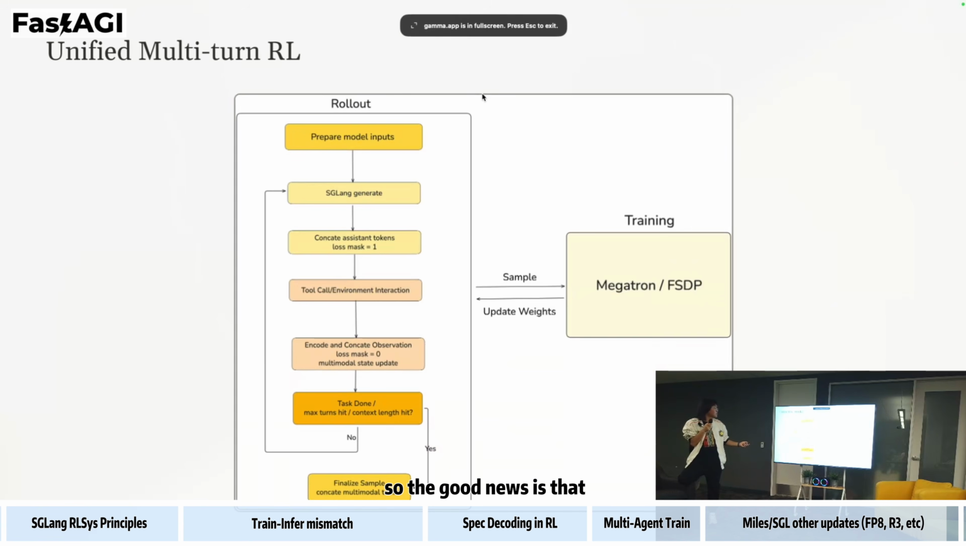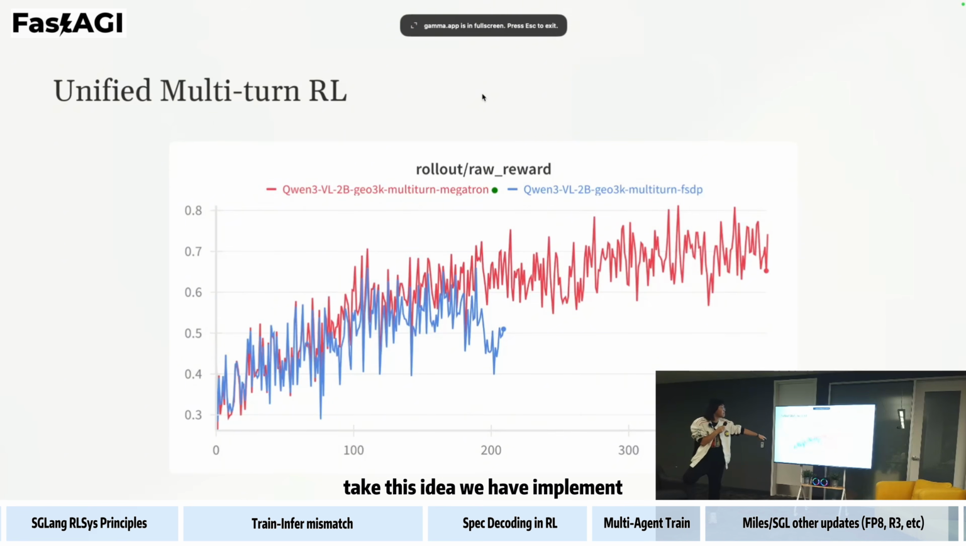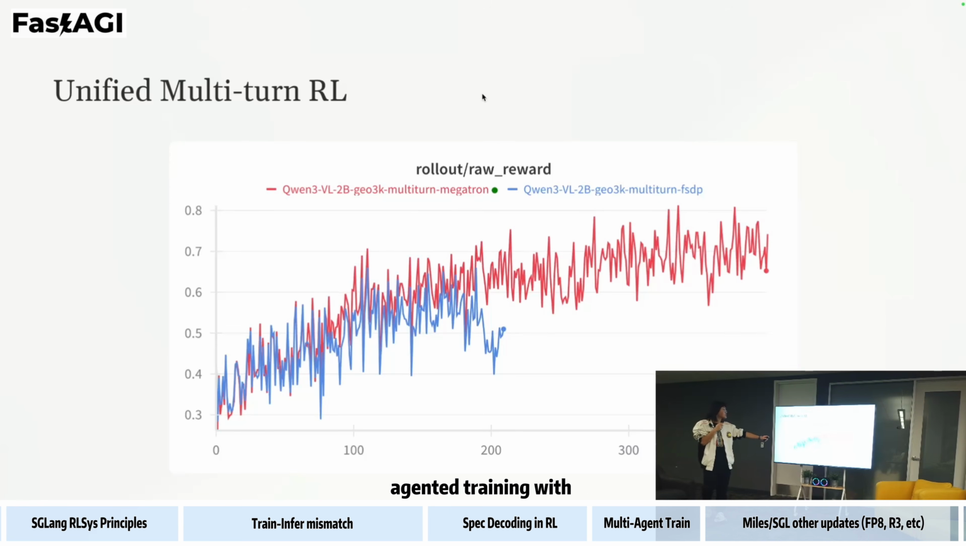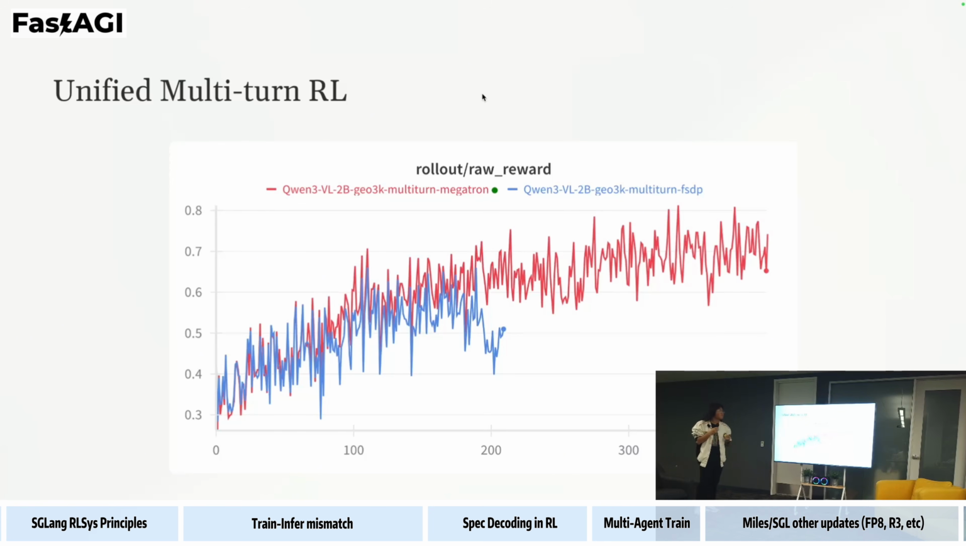The good news is that, taking this idea, we have successfully run multi-turn agentic training with Megatron with Qwen's small language model. We just changed one function called the rollout function, which takes maybe 200 lines of code, and then you pass that code as a parameter, and the rewards go up as you expected.